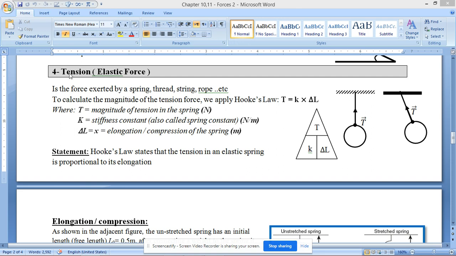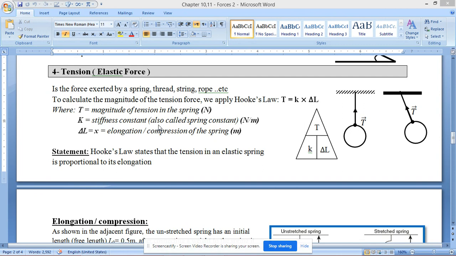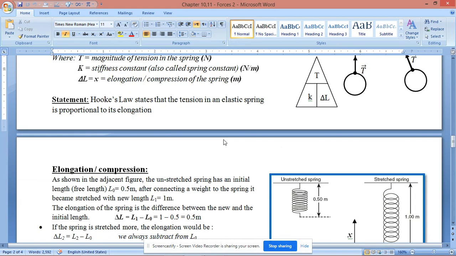We taught the tension force in the last video. In this video, we are going to talk in detail about this force and we'll make some virtual lab experiments showing Hooke's law. As we said, we can calculate the magnitude of the tension force using Hooke's law, which is tension equals stiffness times the elongation.